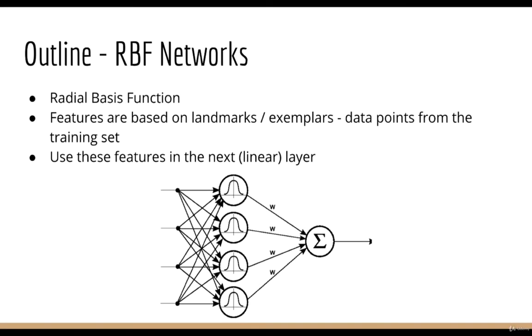The outline of this section is as follows. First, we are going to introduce the RBF network. RBF stands for Radial Basis Function. The idea behind the RBF network is that you're going to take the training set and set up several important landmarks or exemplars. Then you can use this to build an automatic feature vector, which is simply made up of the distances from your test point to each of these landmarks. Once you have this, you can pass it into a regular linear classifier and train it using gradient descent like you normally would.